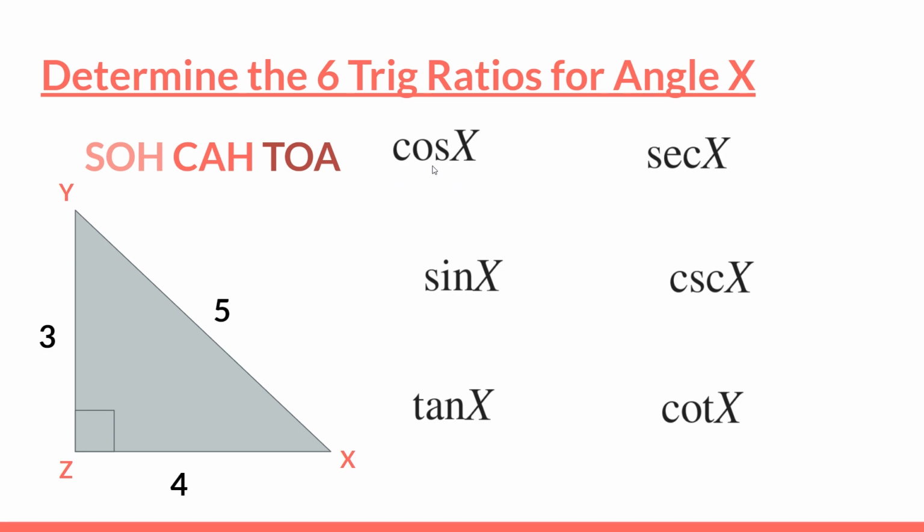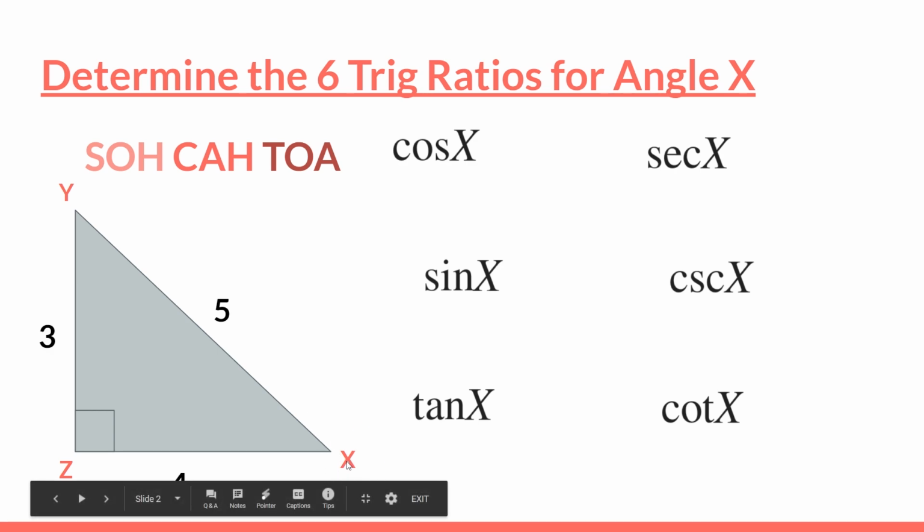And for our first problem here, we have cosine of x. Using SOHCAHTOA, we know that C stands for cosine, and it tells us that it is a ratio between the adjacent side to the hypotenuse. And the adjacent of x is 4, and the hypotenuse of this triangle is 5. So that would be a 4 to 5 ratio, or 4 over 5.